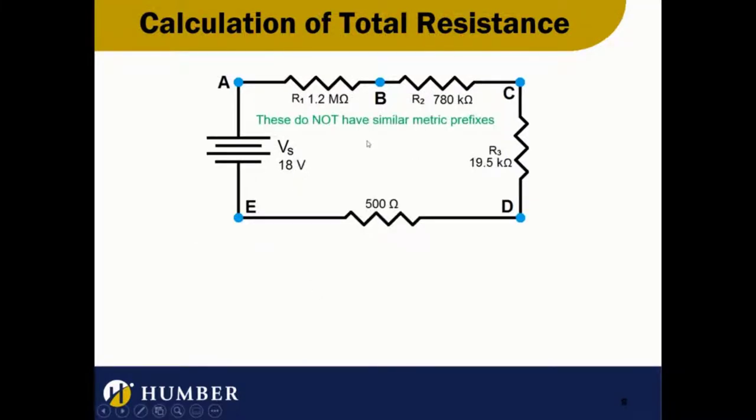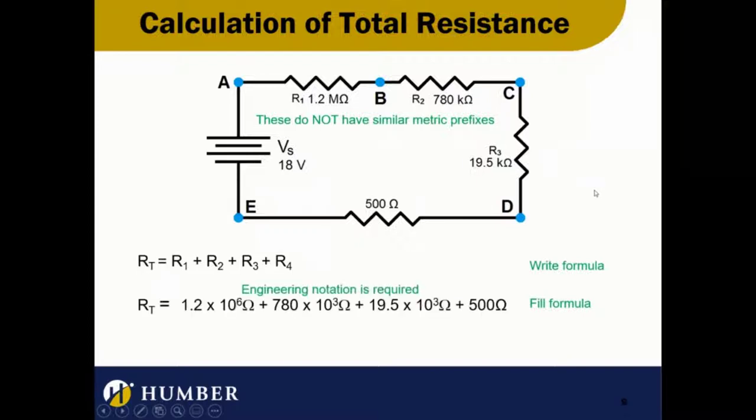Okay, so if we know that this has mega ohms and that has kilo ohms and that has kilo ohms, and that has ohms, what do we do? They don't all have the same metric prefix. So we have to actually give them either the same metric prefix or we use engineering notation. So again, we write the formula. We don't put anything in, and then we fill in the formula like this.